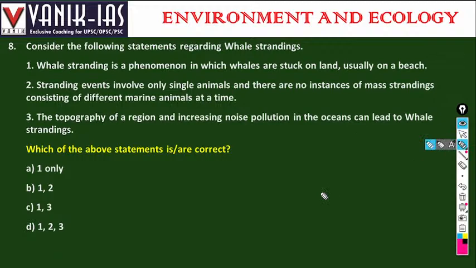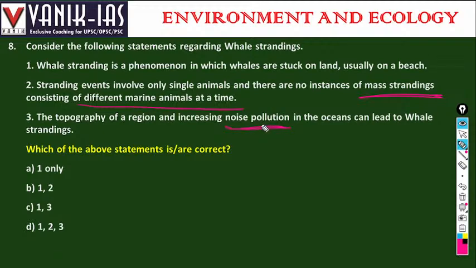Consider the following statements regarding whale stranding. Whale stranding is a phenomenon in which whales are stuck on land, usually on a beach. Stranding events involve only single animals; there are no instances of mass stranding consisting of different marine animals at a time. The topography of a region and increased noise pollution are reasons that can lead to whale stranding.